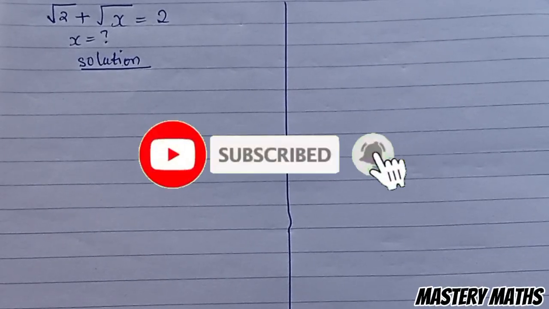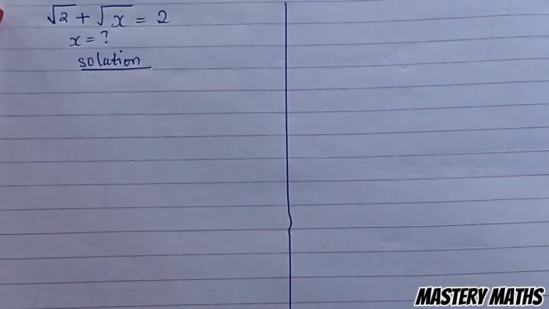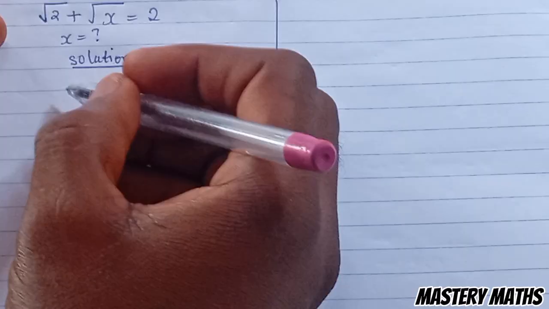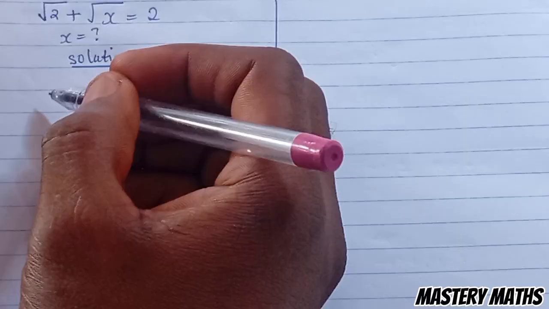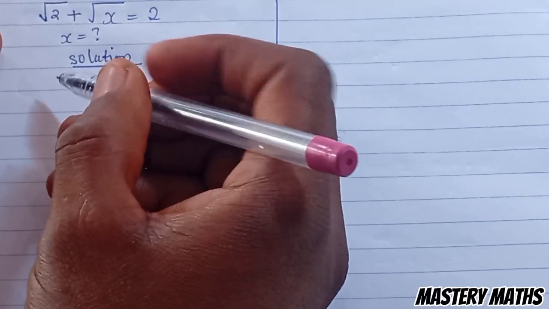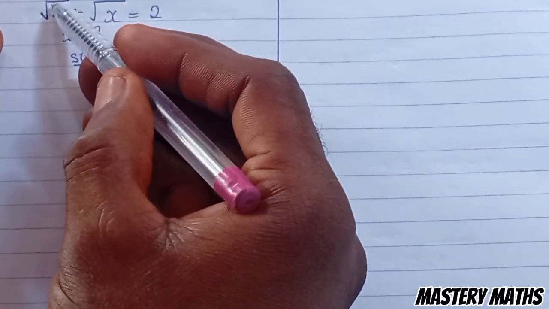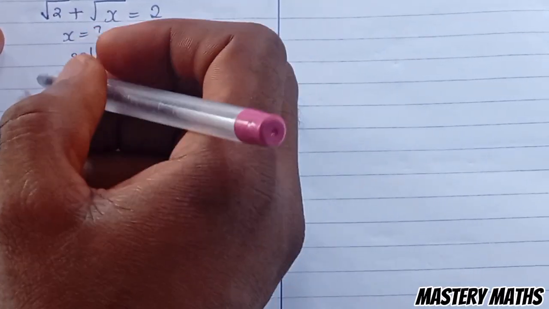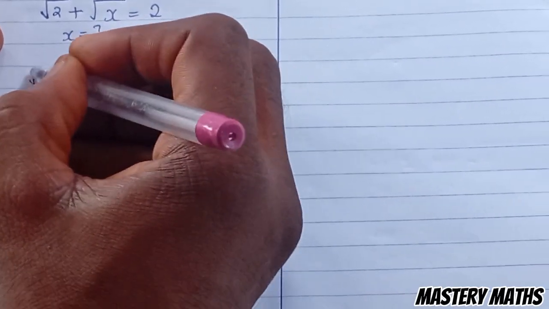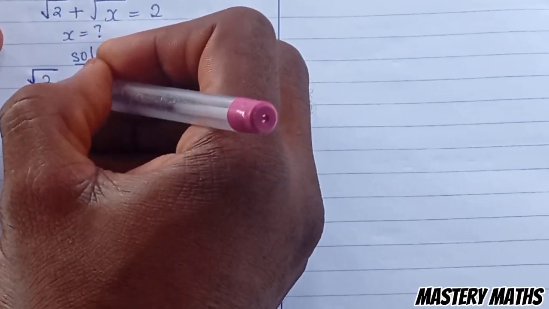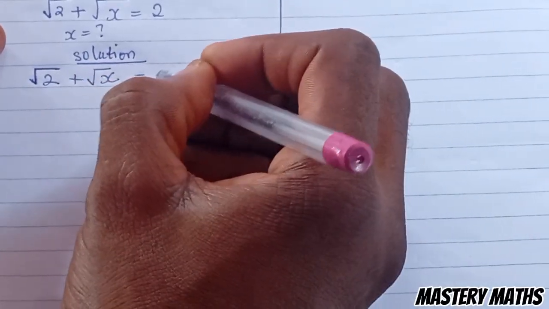Here we have to look for the value of x, where root 2 plus root x is equal to 2. Find the value of x. Now, to find the value of x, we're going to find the root of this and this, so as to remove the root 2 and root x. We'll repeat the same question: root 2 plus root x equals 2.